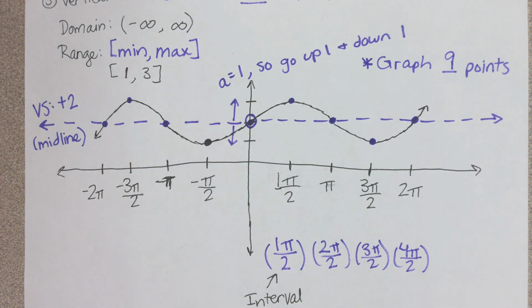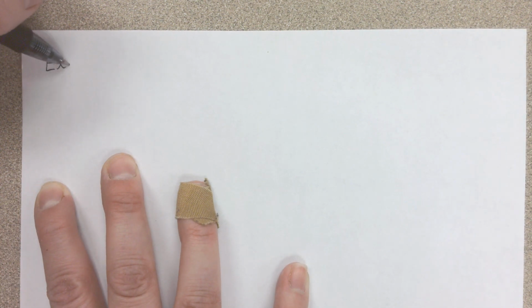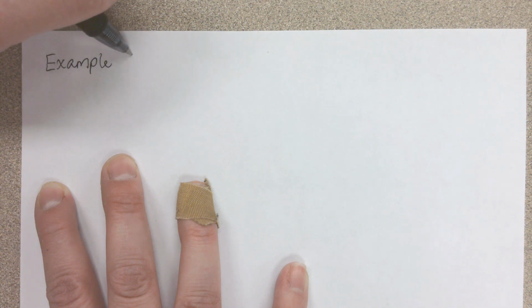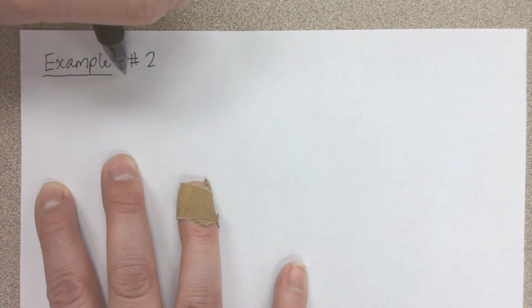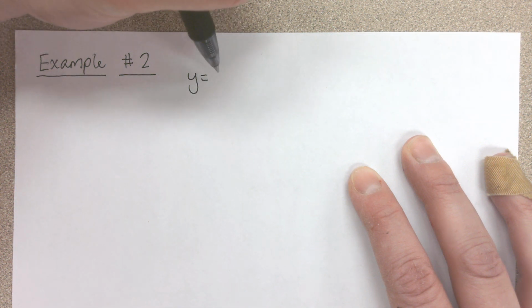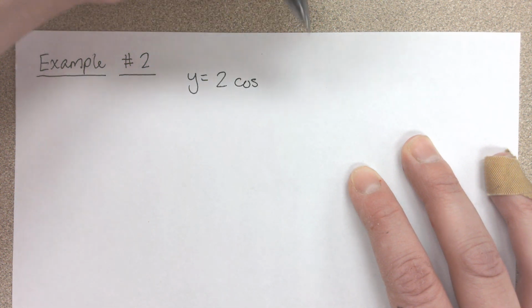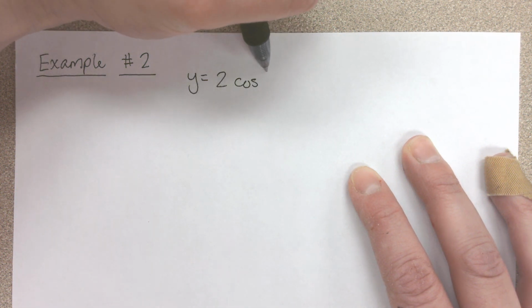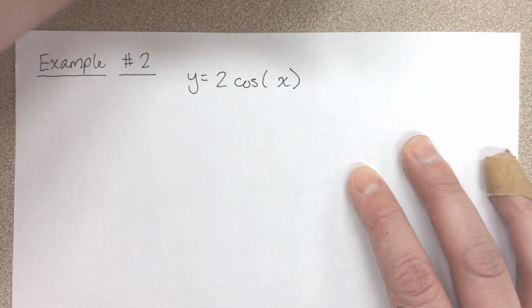Okay, we're going to do another. This time we'll switch to a cosine graph. And I will go a bit faster since it's our second time through. Hopefully we'll finish this. We shall see. Our second example. Y equals 2 cosine of x minus 3.